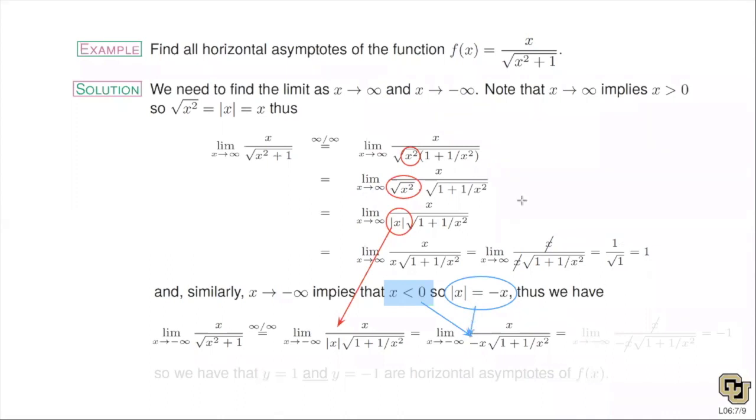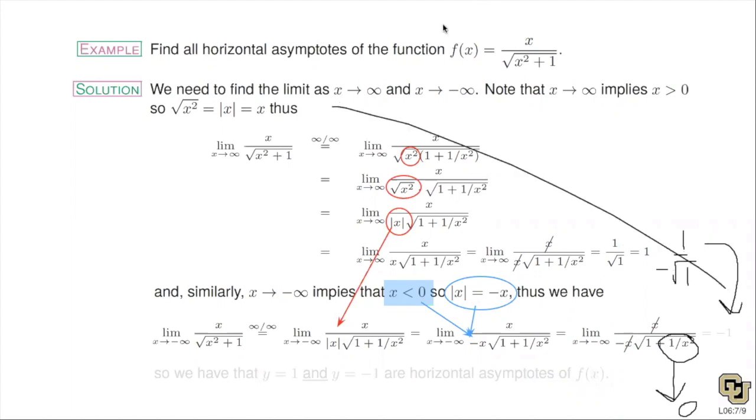And now, we're going to cancel, numerator and denominator. In the numerator, I have 1. In the denominator, I have negative root of 1 plus 1 over x squared. The 1 over x squared goes to 0. So I'm just left with 1 over negative root 1. So my answer here is y equals negative 1.